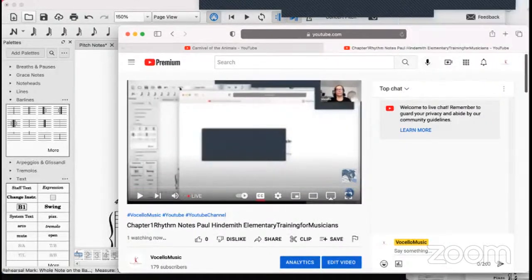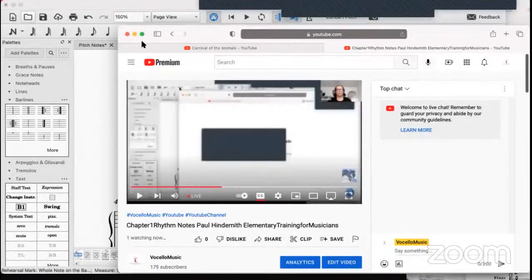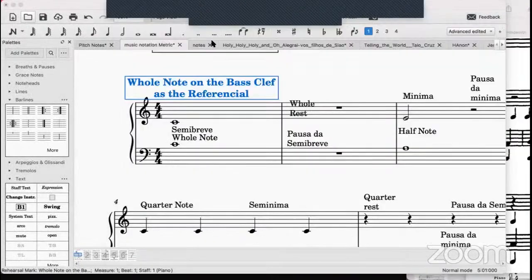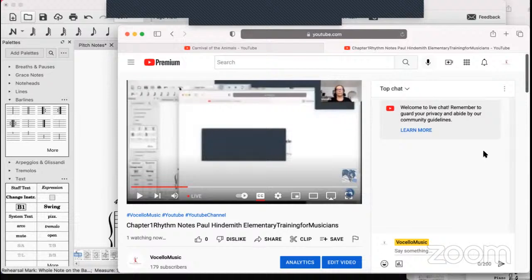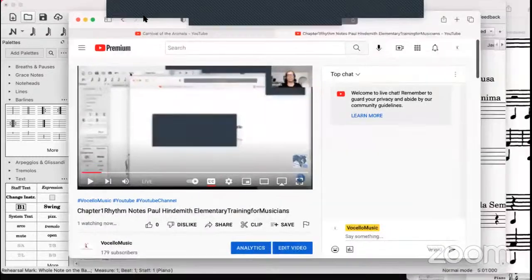Today we're going to review chapter 1 of Paul Hindemith on the rhythm notes. So I would like to start. Let me review the rhythm notes first. Now we'll go to chapter 1 of Paul Hindemith.